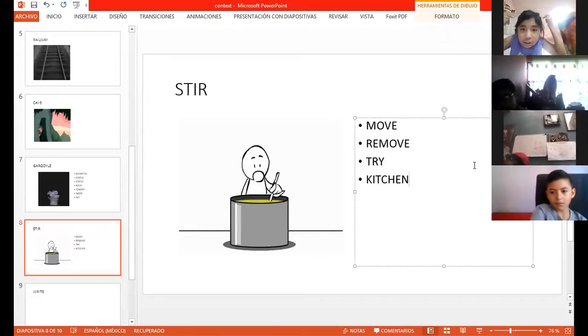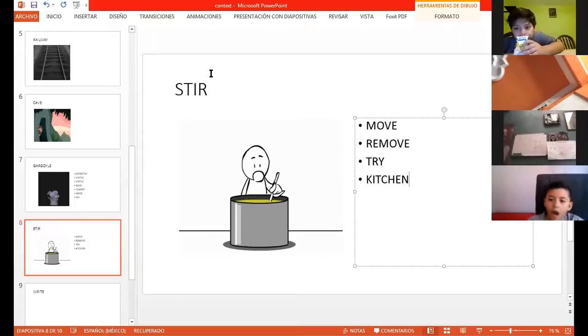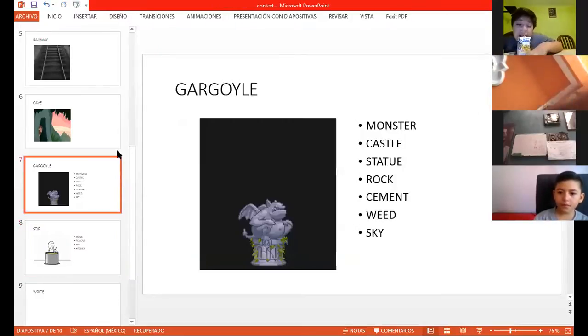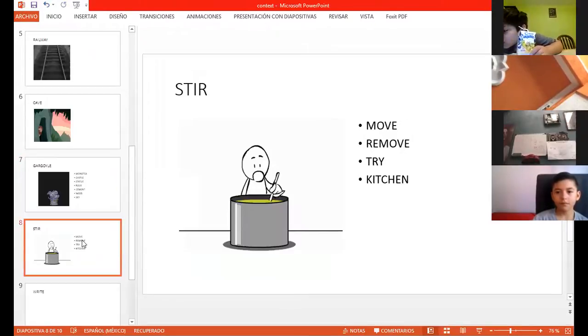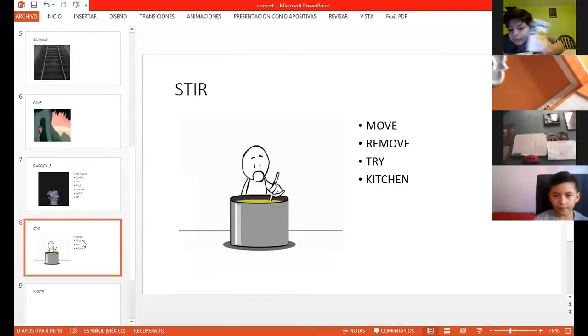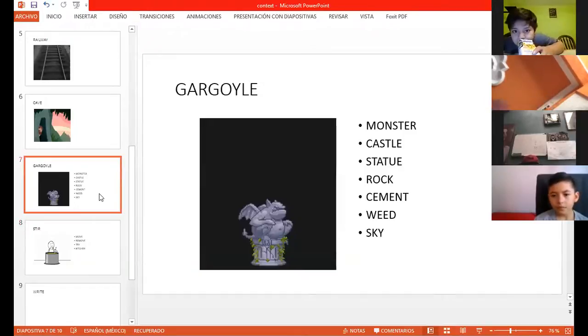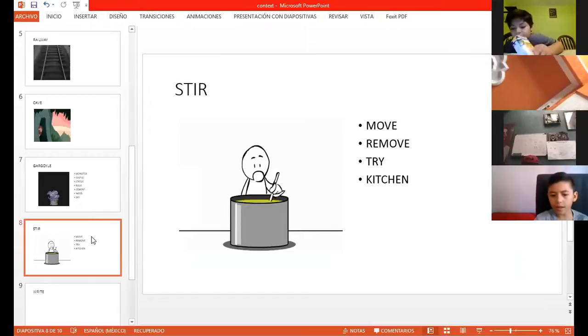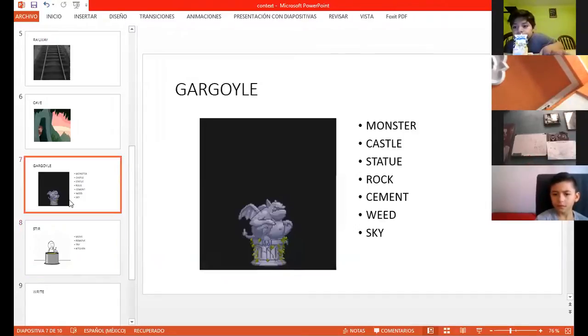Okay, so excellent. The last thing that we are going to do, because we have, let me see how many minutes we have. You are going to choose between the word gargoyle and the word steer, and write something about it using those words. We are going to be divided in 10 seconds. And we are going to write a sentence about gargoyle or about steer. You have to choose one and write a sentence using those words.